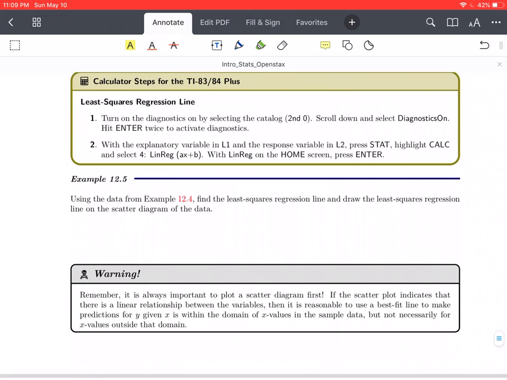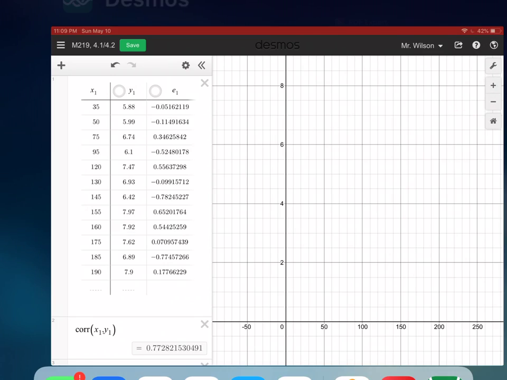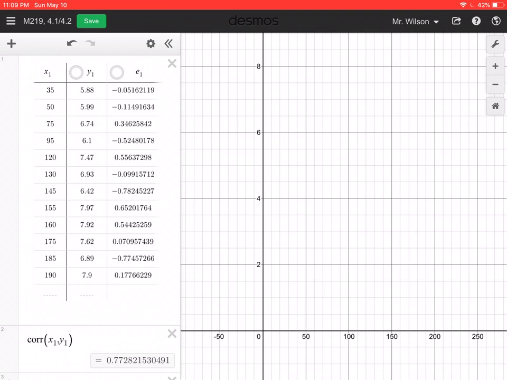Alright, so use the data from example 12.4, find the least squares regression line, and draw this line on the scatter diagram of the data. Okay, so let's switch over to Desmos here. And you might want to have Desmos out if you want to try this on your own, just so you know how to do this.